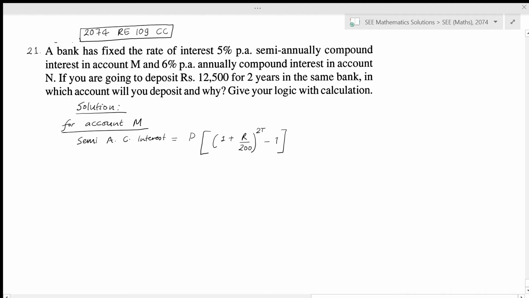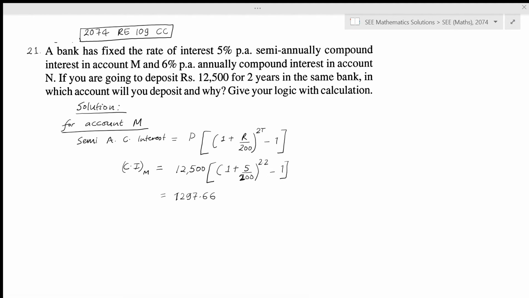So let's find out the compound interest for M, which is equal to, P is 12,500. We are going to deposit 12,500, and 1 plus rate is, for the first case, rate is 5 divided by 200, semi-annually, so 200, and 2 times 2 for 2 years, that's why multiplied by 2, time is 2. If we do the simplification, it will be 1297.66. So the compound interest that we get in this account after 2 years is 1297.66. Okay, so this is the compound interest. This will be added to our original value, that is 12,500.